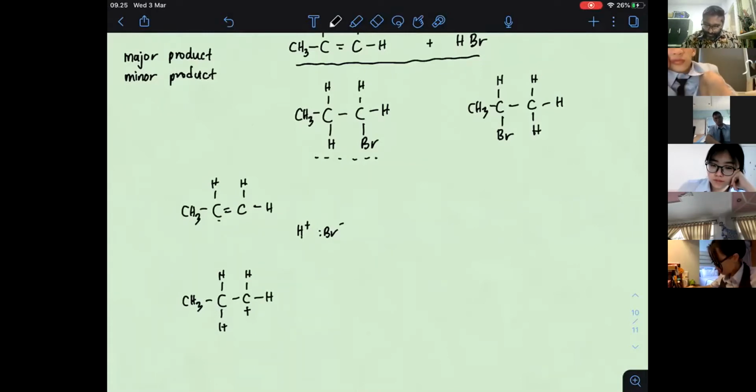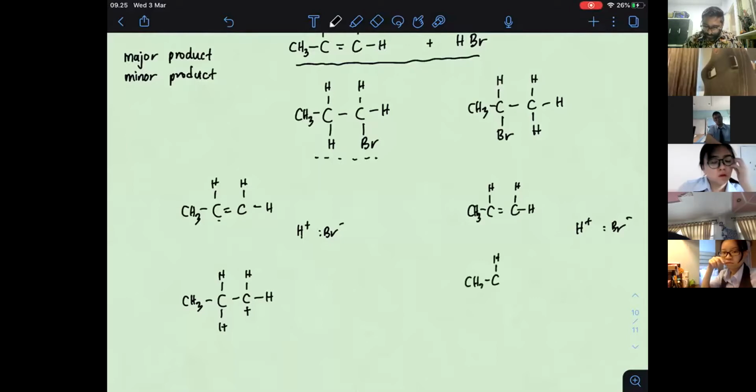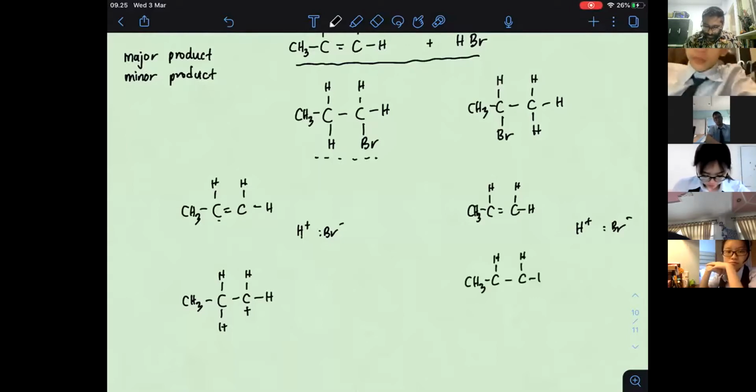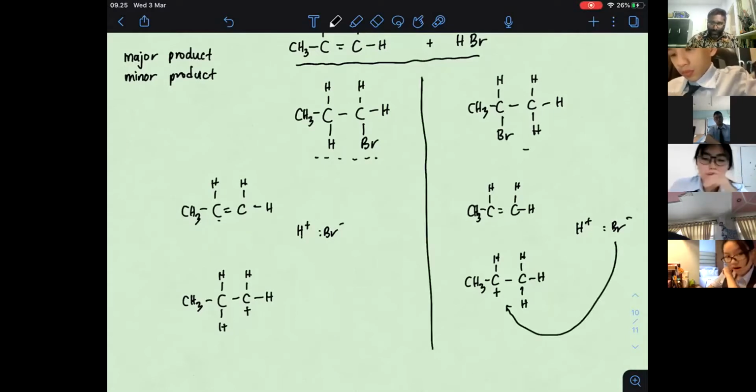Now, if I have this, C double bond C H H, and then H CH3, and again H plus and Br minus over here. So instead of going to the left, the H plus, the electrophile, goes to the right. So I put CH, CH3, CH, H, H. Now this is going to become plus. And after that, the Br will come over here to form this. I hope you can differentiate.